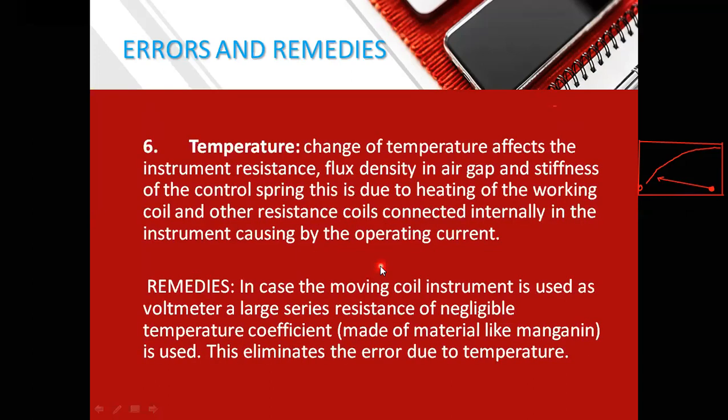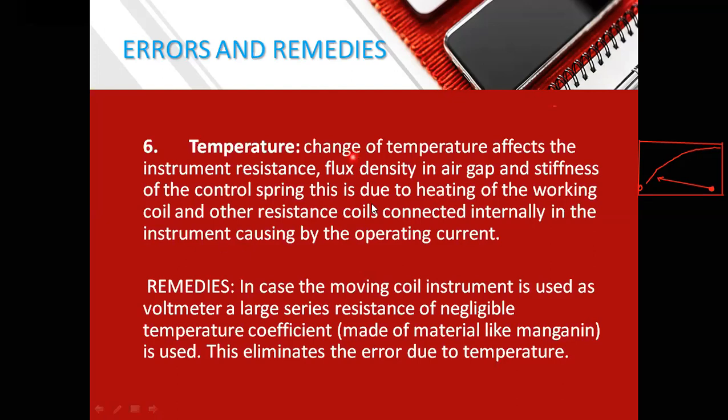And then the last error is temperature. Change in temperature affects the instrument's resistance, the flux density in the air gap, and the stiffness of the control spring. This is due to heating of the working coil and other resistance coils, because the resistance will change, and because of that the current will be different, and because of that your deflection will be different. The thermoelectric effect is something different, where cooling is not uniform, and because of it we have changes in properties of the material, and it will give us some error.